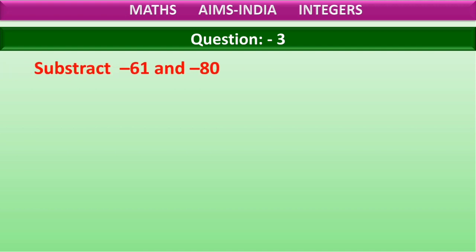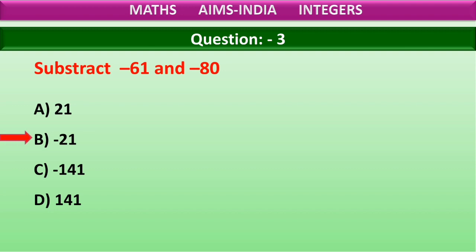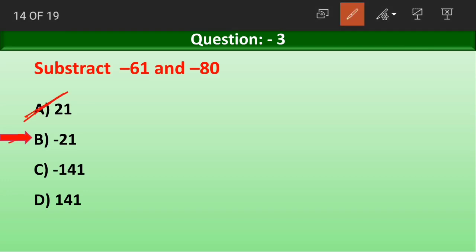Okay. Question number 3. Subtract minus 61 and minus 80. Option A, 21; option B, minus 21; option C, minus 141; option D, 141. Which is the correct answer here? The correct answer here is not minus 21. The correct answer here is 21.